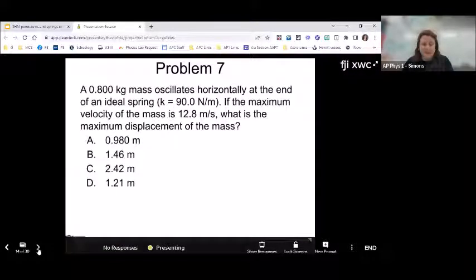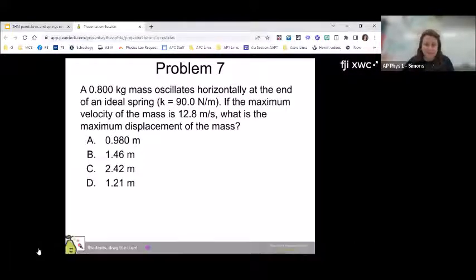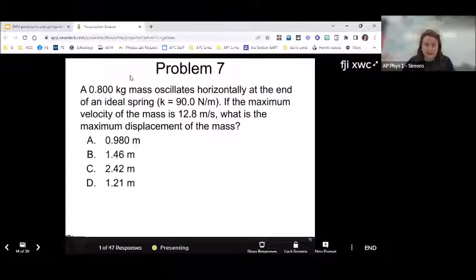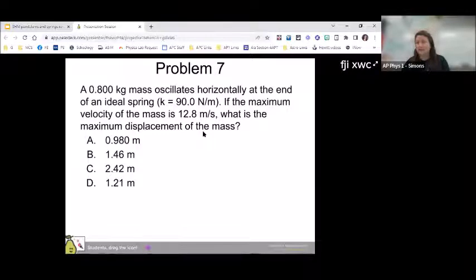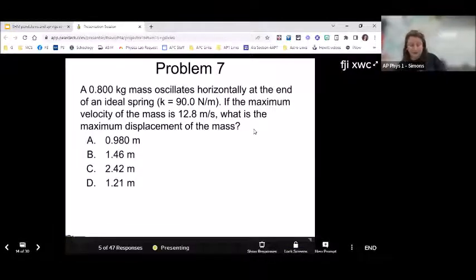All right, same spring, bouncing back and forth. This time, however, we want to know the maximum displacement of our mass. So we still have that 0.8 kilograms. It's oscillating horizontally. Our spring constant is still 90 newtons per meter, and our maximum velocity is still 12.8 meters per second. But how far to the left or the right is this going to either stretch or compress? So drag that purple heart where you think it needs to go.